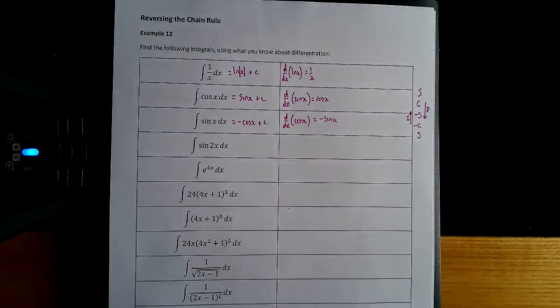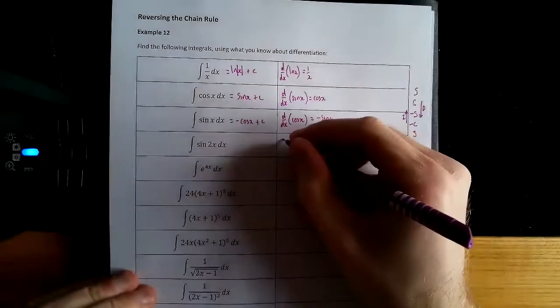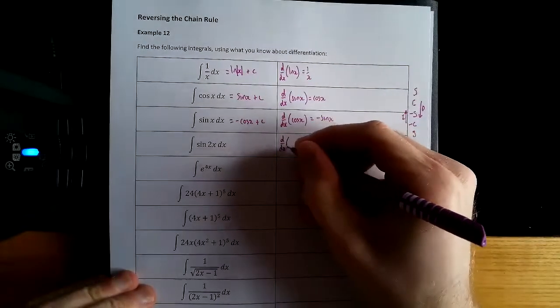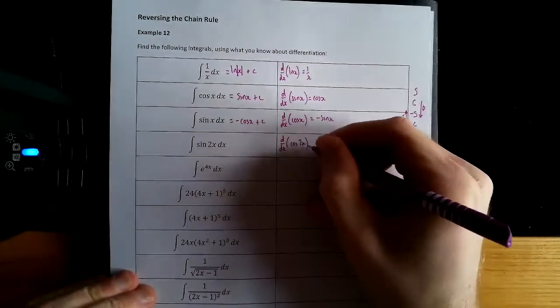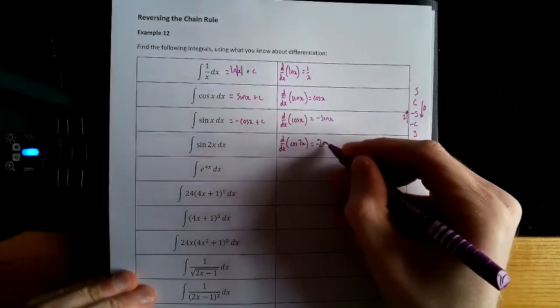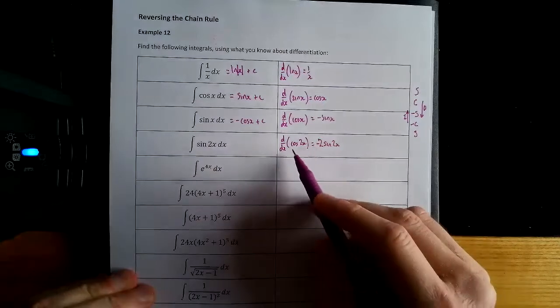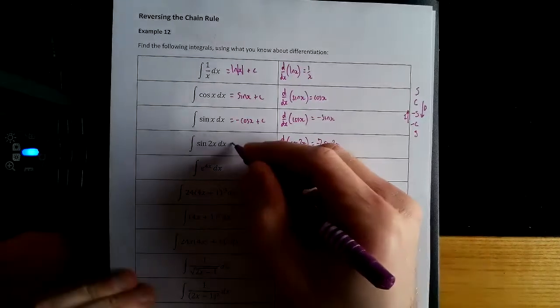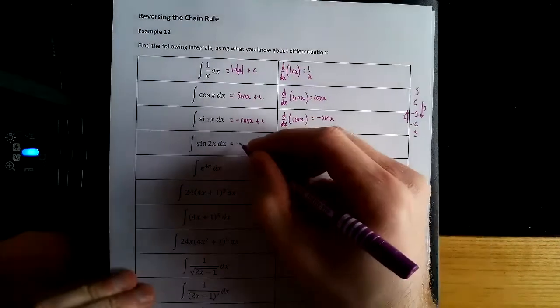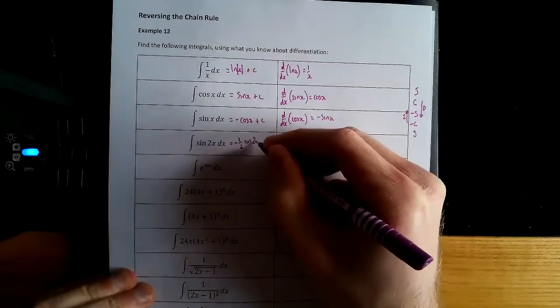Sine 2x, well, let's think about it. We know it's got something to do with cos. So if I differentiate cos 2x, I should get, well, 2 goes to the front, so I get minus 2 sine 2x. So I don't want the minus 2, so I have to divide by minus 2 there. So it'll be cos 2x divided by minus 2, which is the same as times by minus a half, plus c.